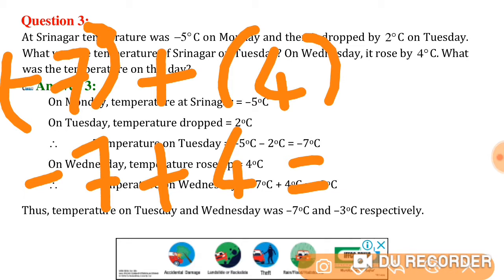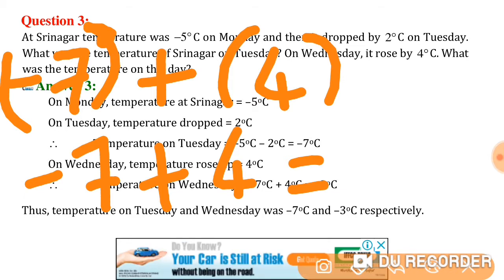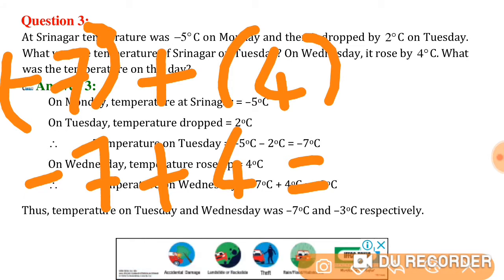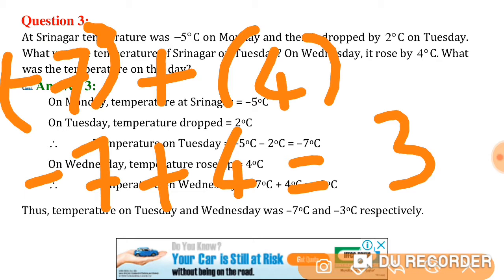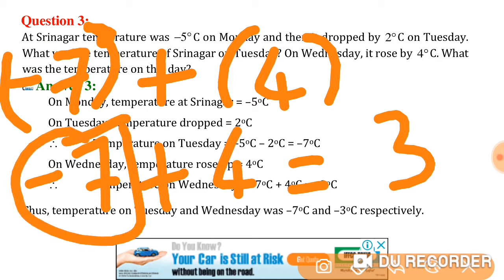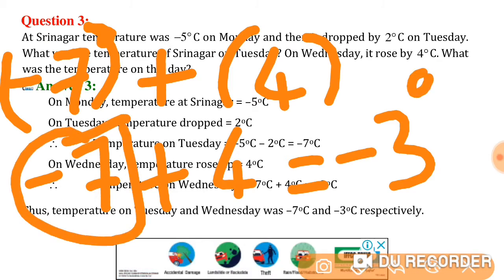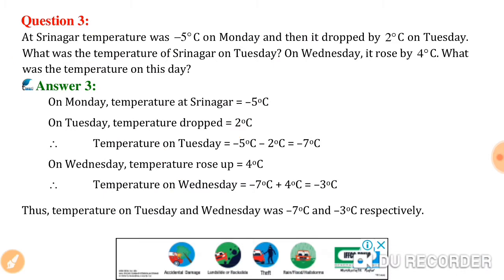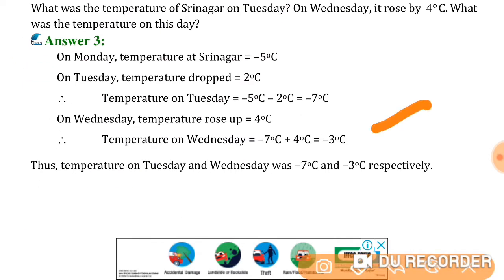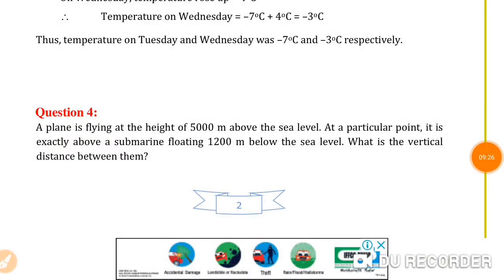So minus 7 and plus 4: one is minus, one is plus. So directly subtract the numerals. 7 minus 4 is 3, and 7 is the bigger numeral here. So that sign we can keep. So that is the answer for Wednesday, minus 3 degrees Celsius. Okay, understood? See the fourth question.